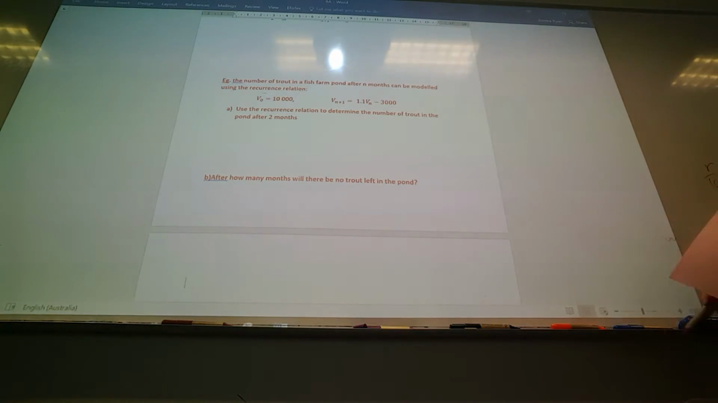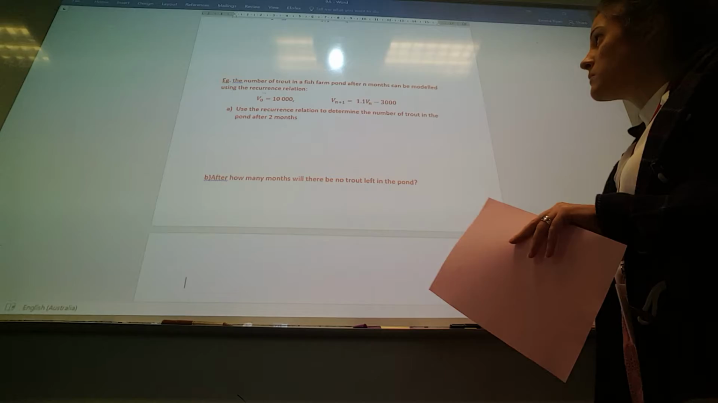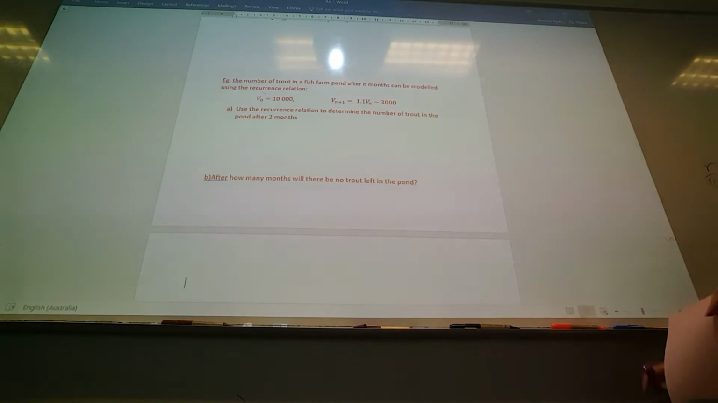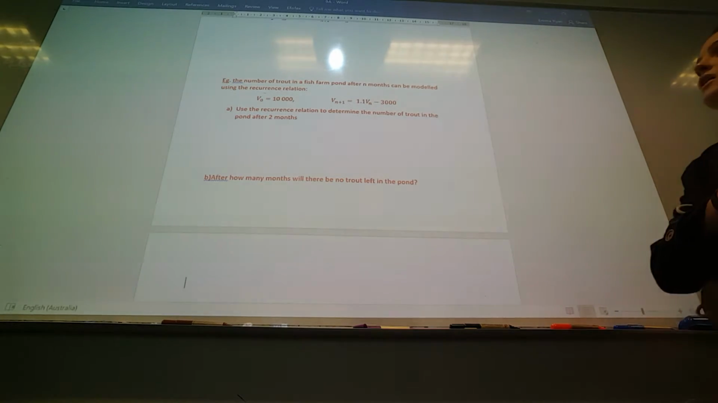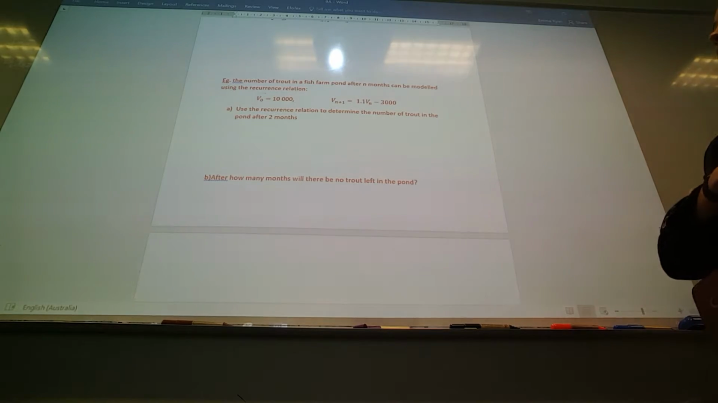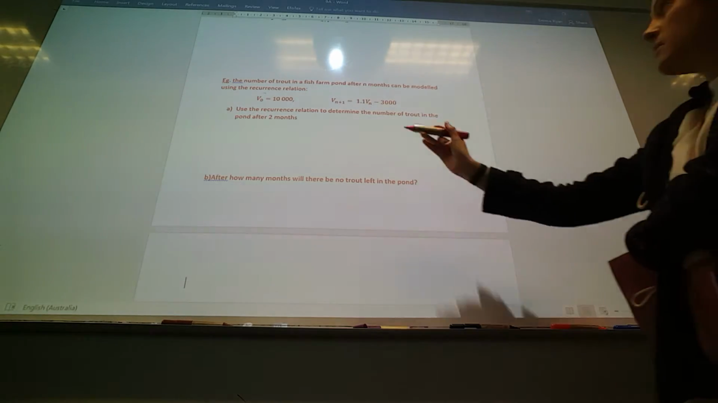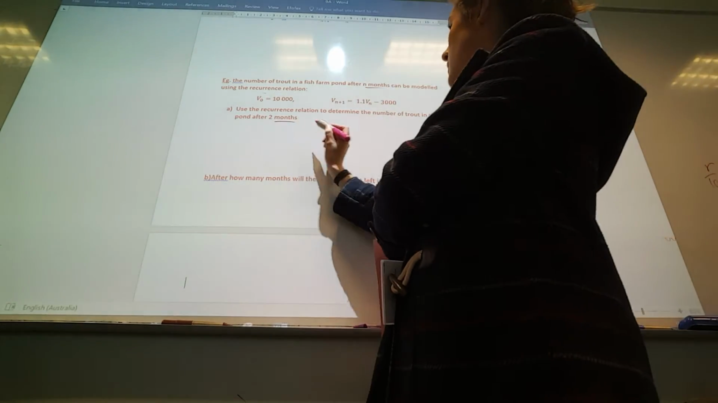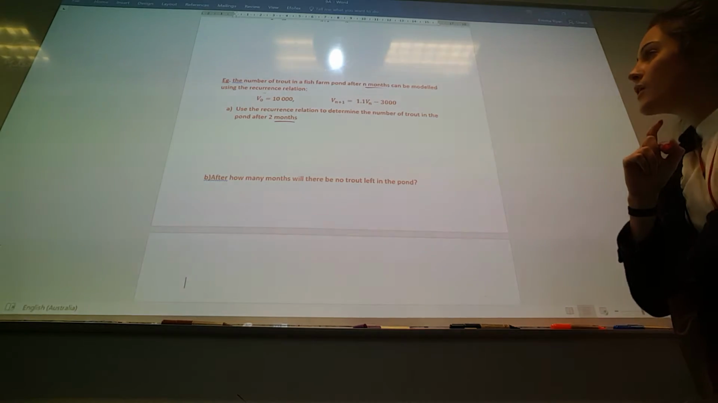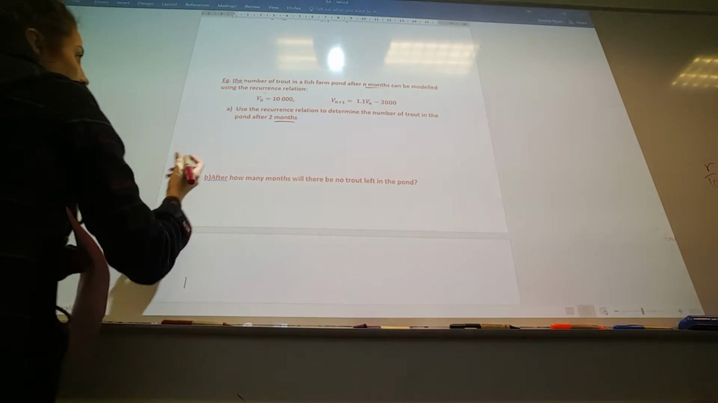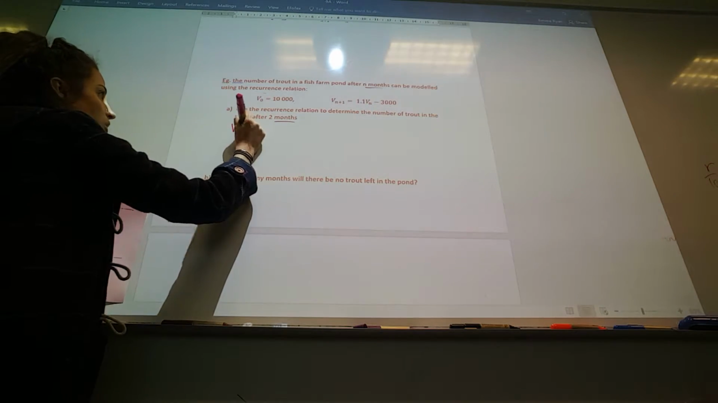Okay, the number of trout in a fish farm pond after n months can be modelled using the recurrence relation V0 equals 10,000, Vn+1 equals 1.1 Vn take 3,000. So use the recurrence relation to determine the number of trout in the pond after 2 months. So remember, this is months as well that we're talking about, not years.